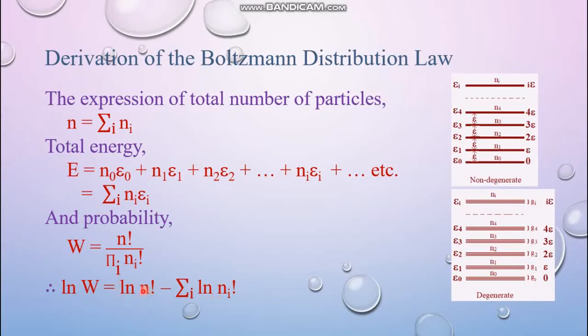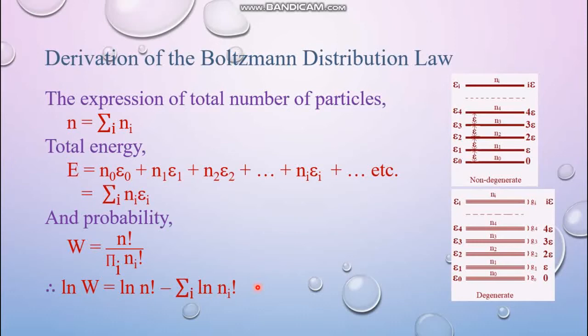So this can be written as n ln n minus n, and here this one can be written as sum over i ni ln ni minus ni. Okay, the summation sign would be put in both cases, but the Stirling approximation can also be applied here, such as sum over i ni ln ni minus sum over i ni.